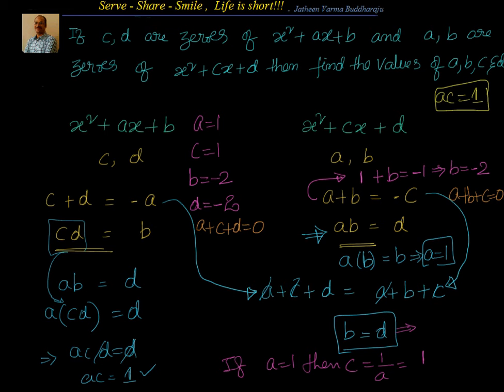So let me summarize that again. We have x² + ax + b, given that the zeros are c and d, and x² + cx + d, given the zeros are a and b. So we know c plus d is minus a, cd is b. Similarly, in the second polynomial, we know a plus b is minus c and ab equal to d. Now, if you leverage these conditions, we get a equal to c equal to 1, b equal to minus 2 and d equal to minus 2. So that's an interesting problem which I thought I would share with you.